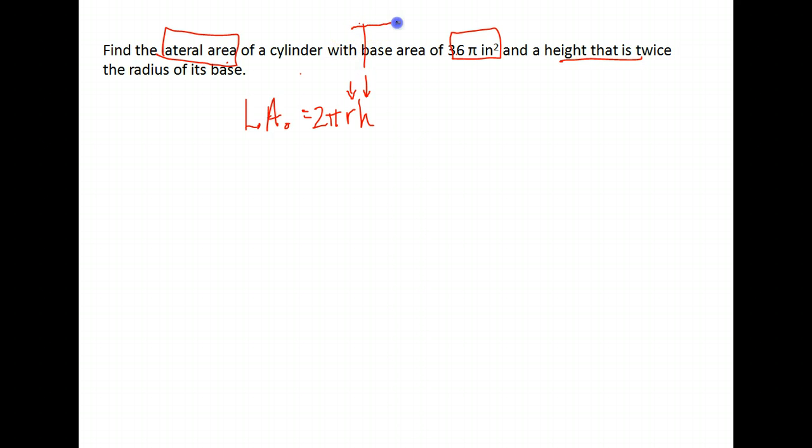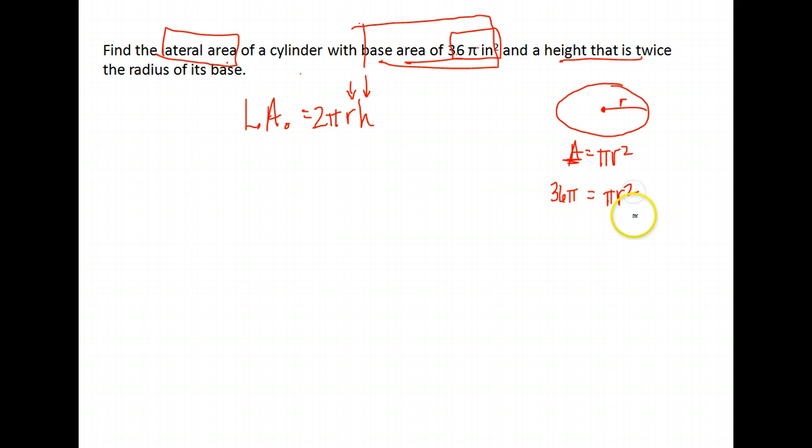Okay, so the base of this cylinder has an area of 36 pi inches squared. Remember, the base of a cylinder is a circle with a radius of r. The area of a circle is pi times radius squared. Fill in the information we know. We know that the area of the base is 36 pi, right? Because that's where our area was, and that's what they told us.